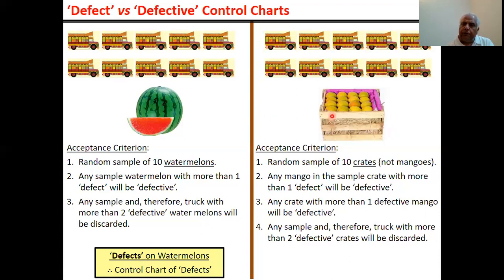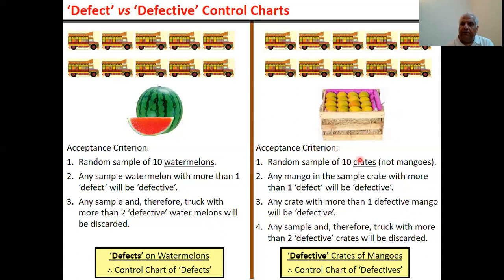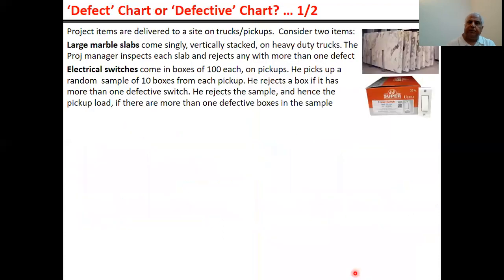In this case, the focus is not a mango or the mangoes. The focus is crates. The crates are defective. So clearly, this is a situation of defectives, and in order to control quality, we'll prepare a control chart of defectives. Let us see if this situation becomes further clear when we take up this example.